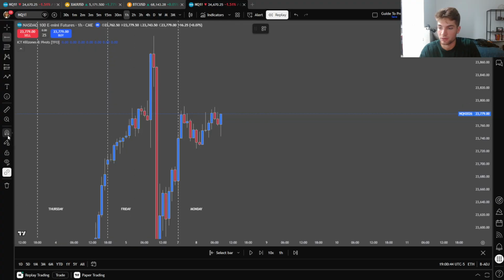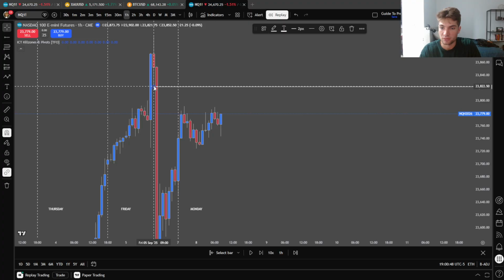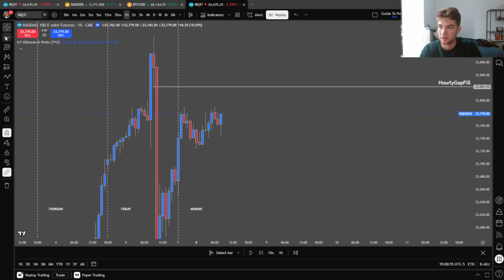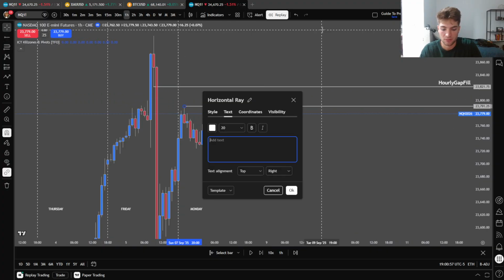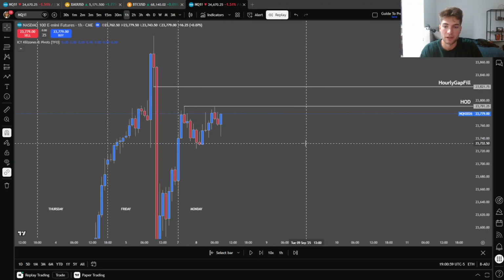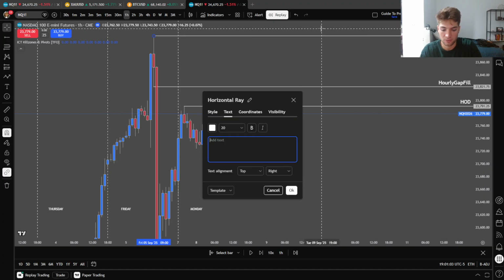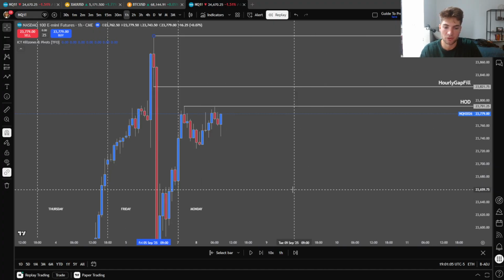So this could be one of our objectives, like I explained in my objectives video. So this would be one of them. It'll be hourly gap fill. That's one of them. Then we have high of day, which is another objective. And then if you want to, you can do previous day high if we want to go up. So that's my bullish objectives.